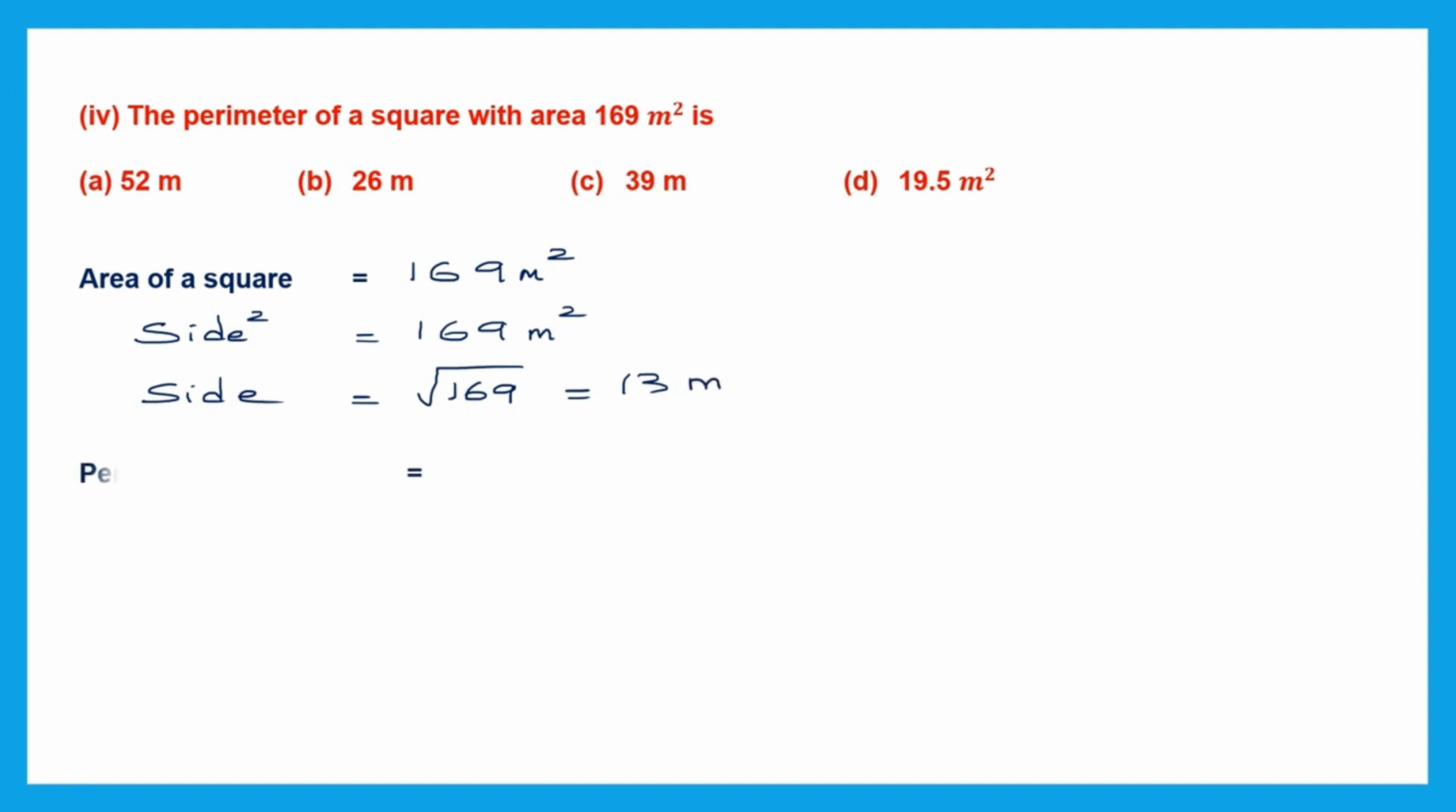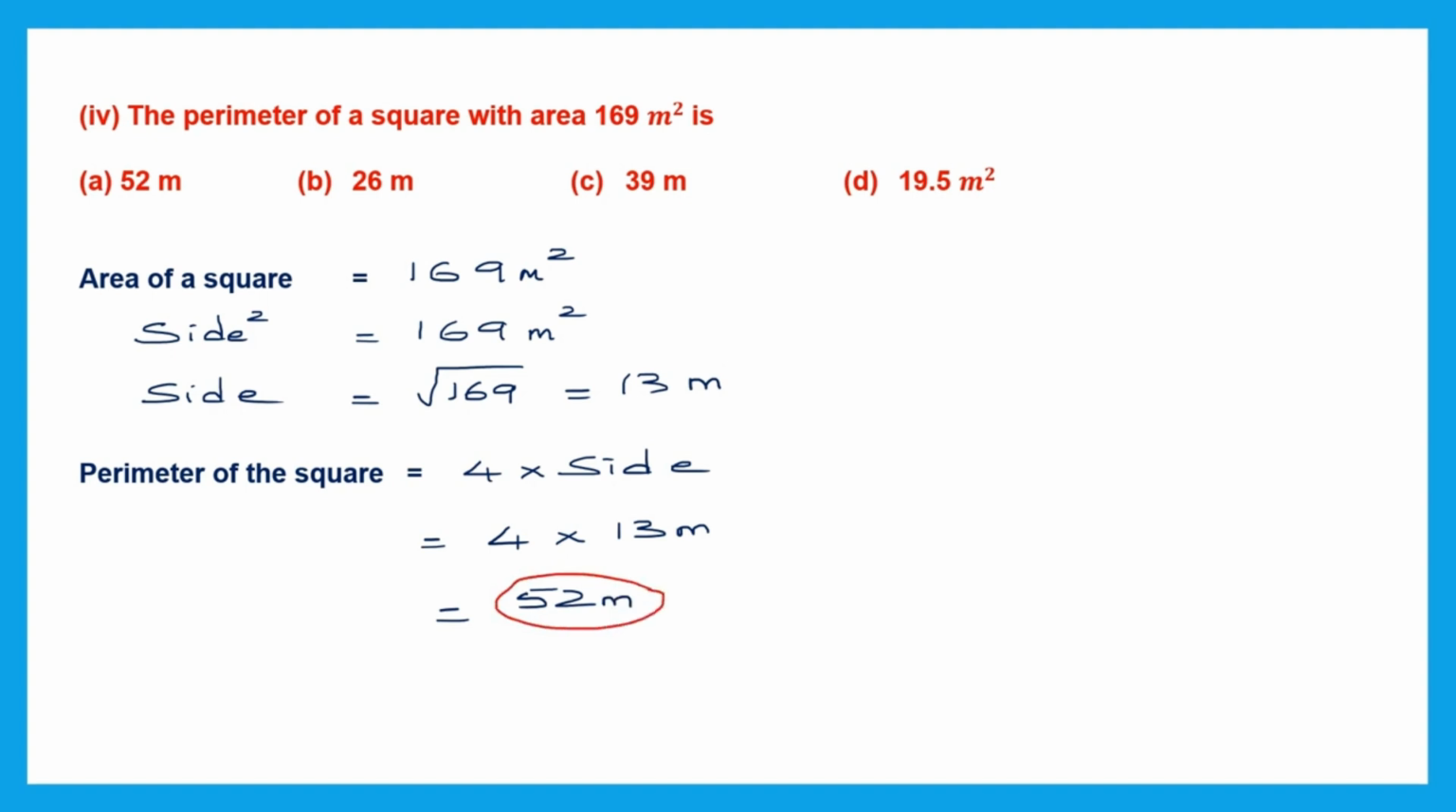Now we can find the perimeter. Perimeter of a square is 4 into side. So 4 into 13 meters, and that will be 52 meters. Perimeter is 52 meters. This is our answer, and this is option A, 52 meters.